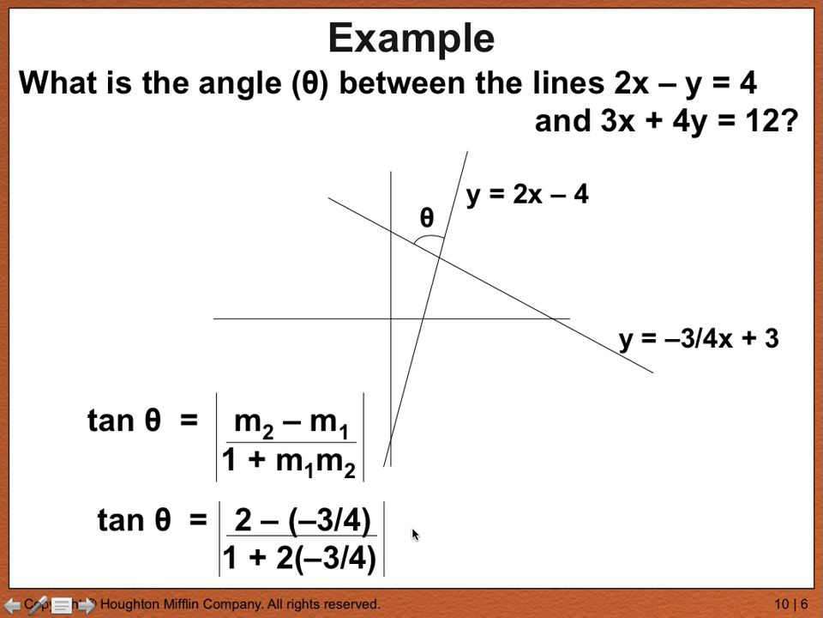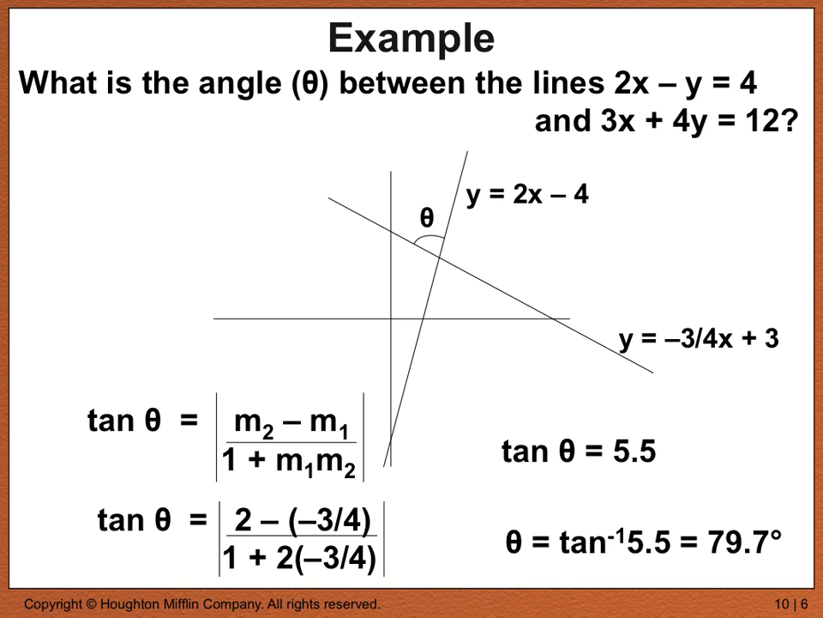Okay, so filling in the givens then, I can calculate that tangent theta equals 5.5, and the angle whose tangent is 5.5 is the inverse tangent. So theta equals inverse tan 5.5, and that equals 79.7 degrees.